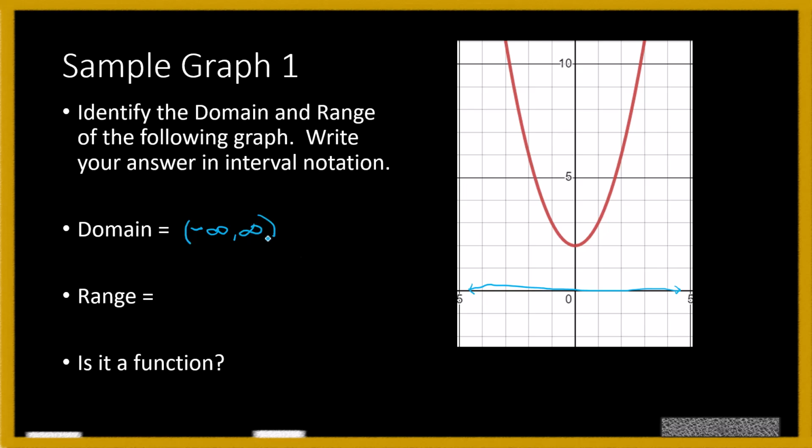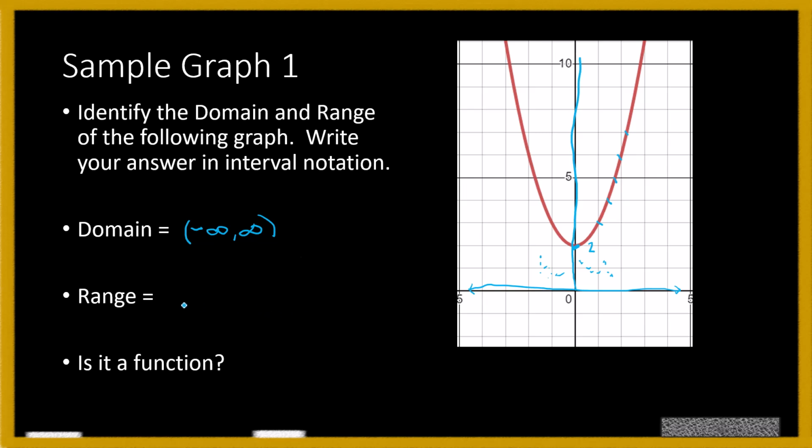And because we never actually equal infinity, we're going to use parentheses. Now the range is a bit different. So range we know goes along the y-axis. And what we'll notice is if we look at this graph, it crosses here at 2. But this graph never goes down here. We don't see any y values below 2. We have some going up. So as the x values go up, the y goes up. So my y starts at 2 and goes up to infinity.